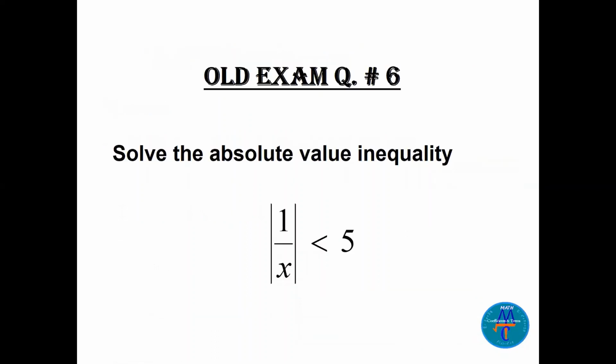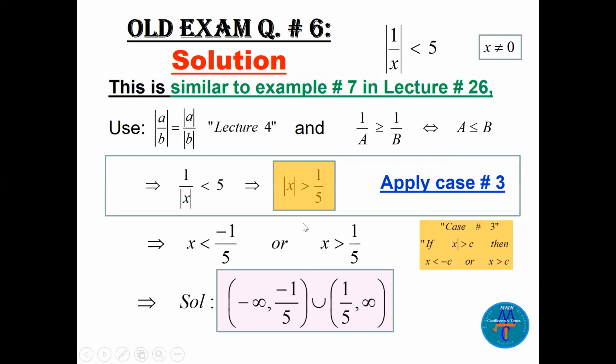Solve the absolute value inequality. You can apply case number 2 because we have less than directly, but it will take time. Let's be smart here and use, you can go and see example 7 in lecture 26. Remember here, x cannot be 0 because 1 over 0 is undefined. So I can say this is absolute value of a over b, absolute value of a over absolute value of b. And then this is 1 over absolute value of x less than 5. I can take the reciprocal here because everything is positive. 1 over absolute value of x, the reciprocal, absolute value of x. 5, the reciprocal, 1 over 5.